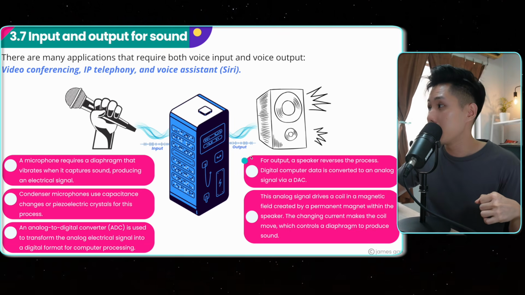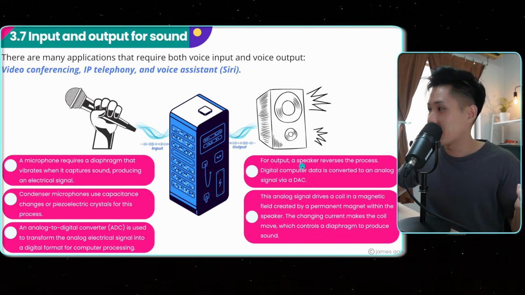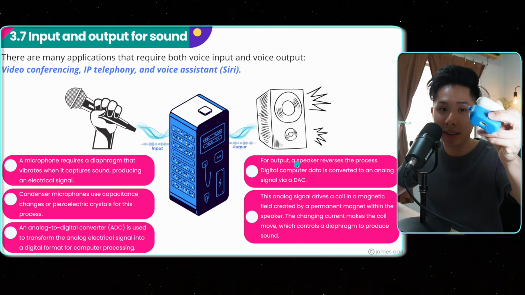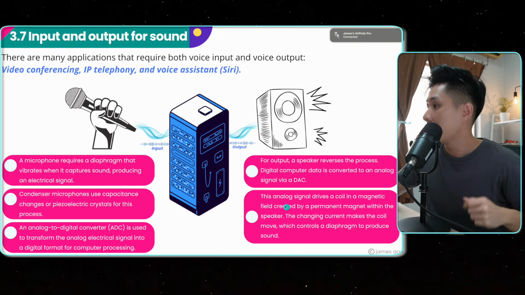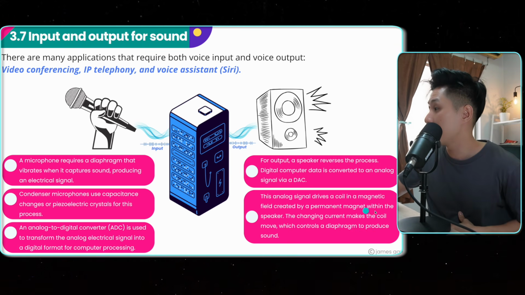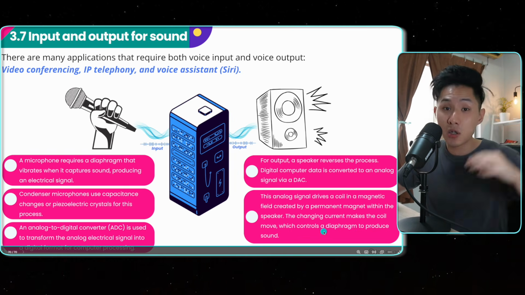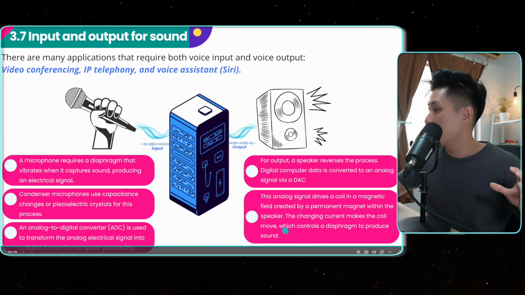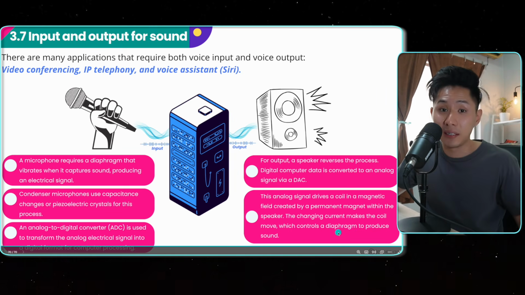So besides input, you can also do output of sound. Usually we use a speaker or an earphone here. I have AirPods, so that's an output device for sound as well. This analog signal drives a coil in a magnetic field created by a permanent magnet within the speaker. So the changing current makes the coil move, which controls a diaphragm to produce sound.